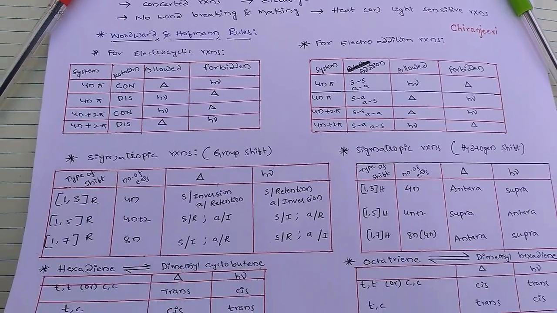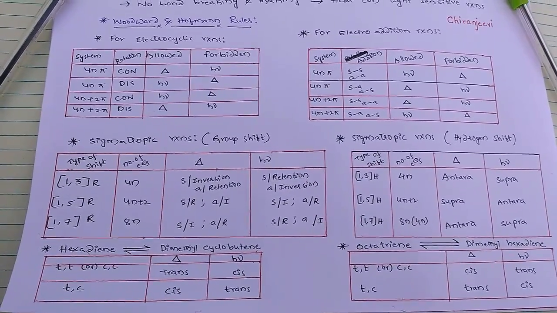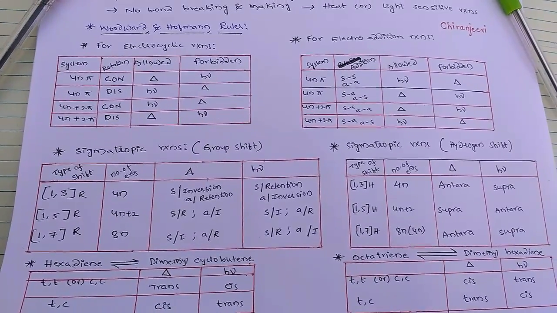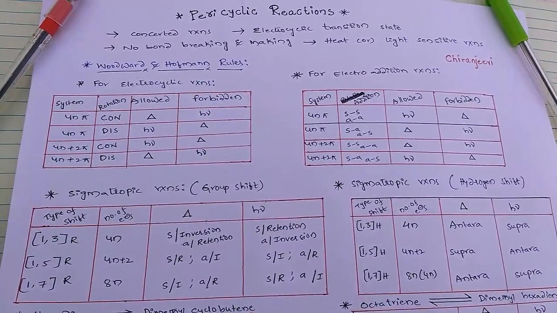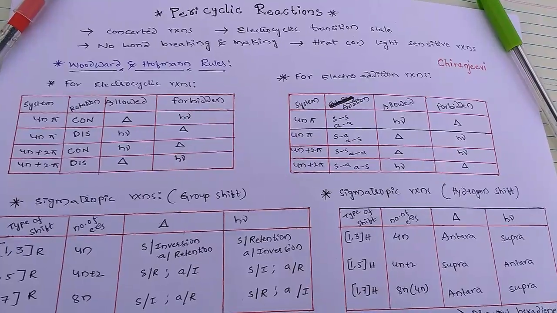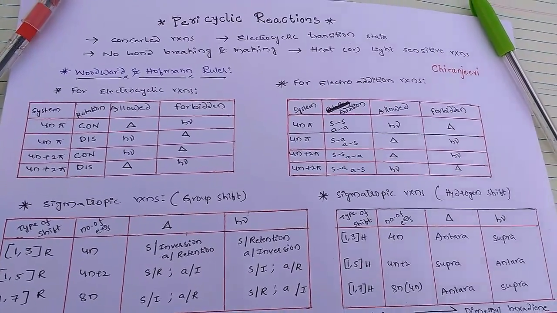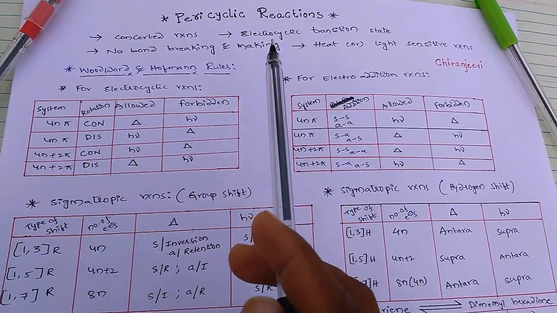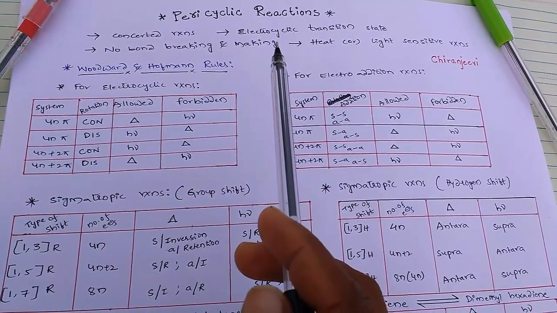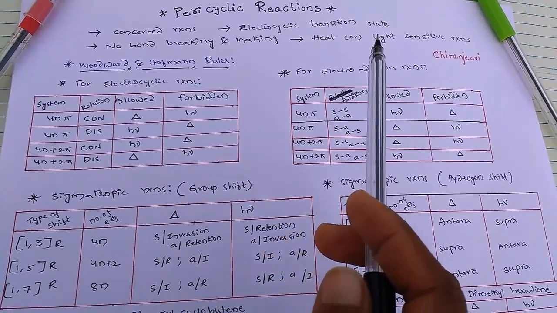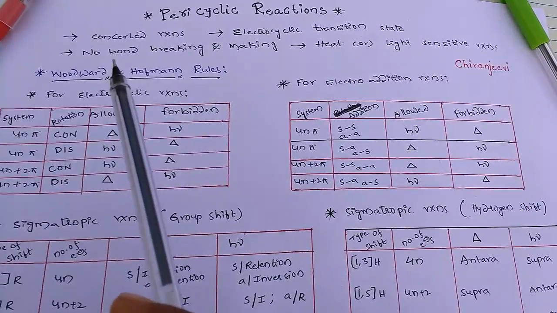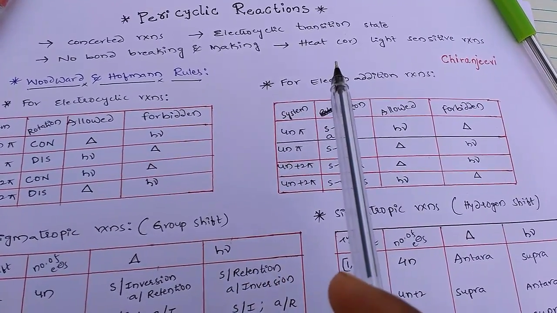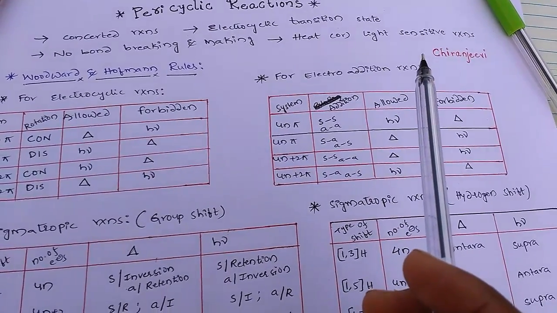If you learn this whole table, you can do 90% of the pericyclic reactions easily. Pericyclic reactions are concerted reactions and they occur through a cyclic transition state. No bond breaking and making takes place in pericyclic reactions. They are heat or light sensitive reactions.